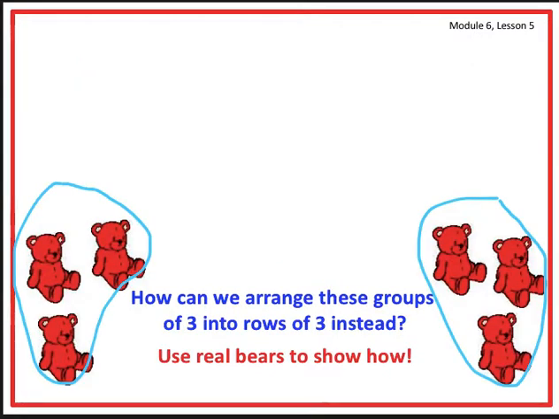Okay, so I just moved our bear groups down on the page a little bit. And what we are going to be doing is arranging these groups of 3 into rows of 3 instead. So whenever I see that word rows, see how I'm underlining that? That is super important. I know that when I see the word row, I have to think of something that is going side to side.